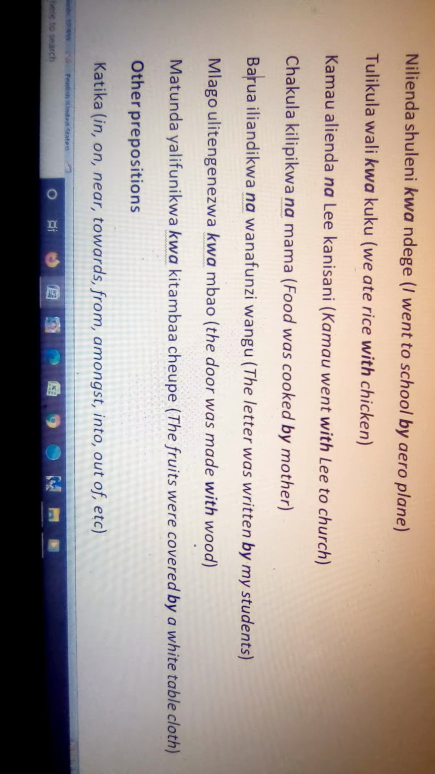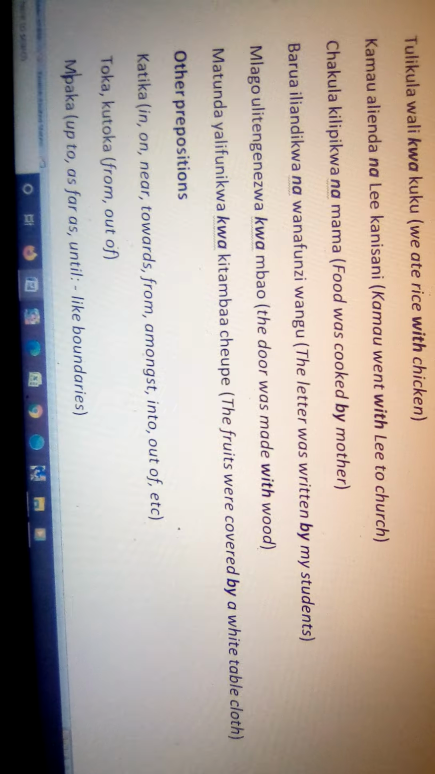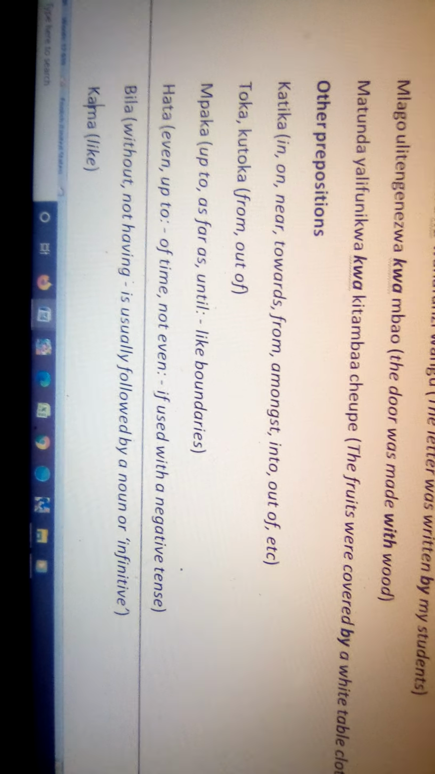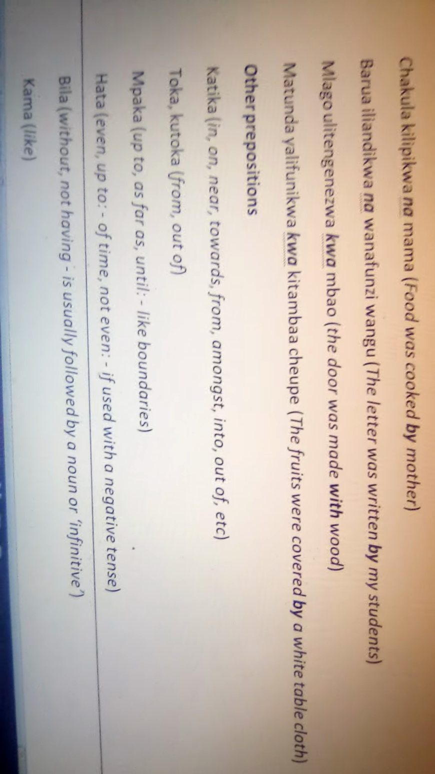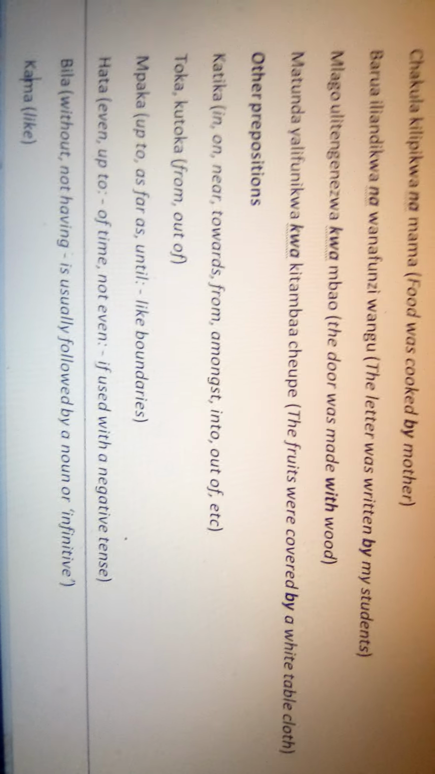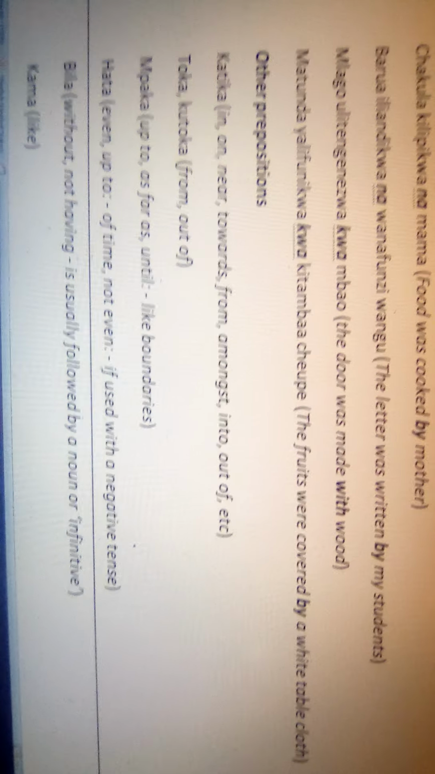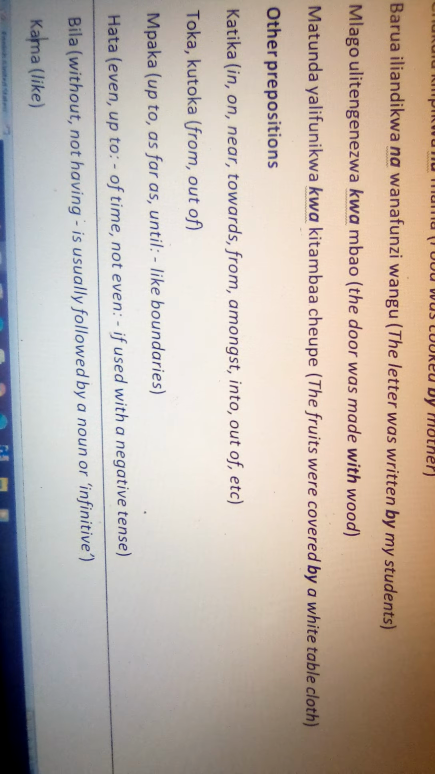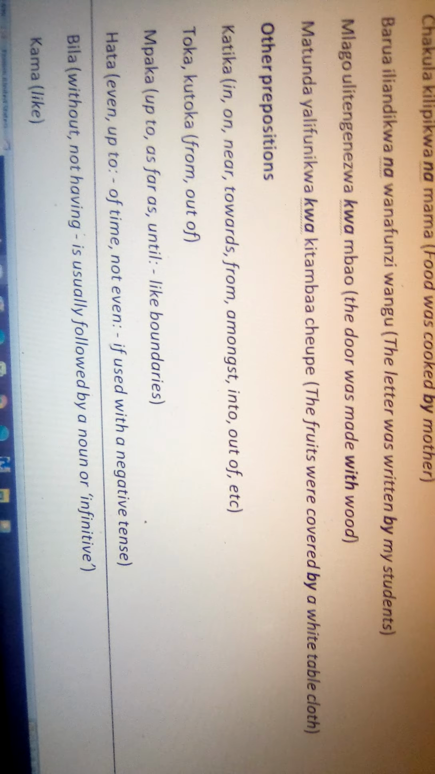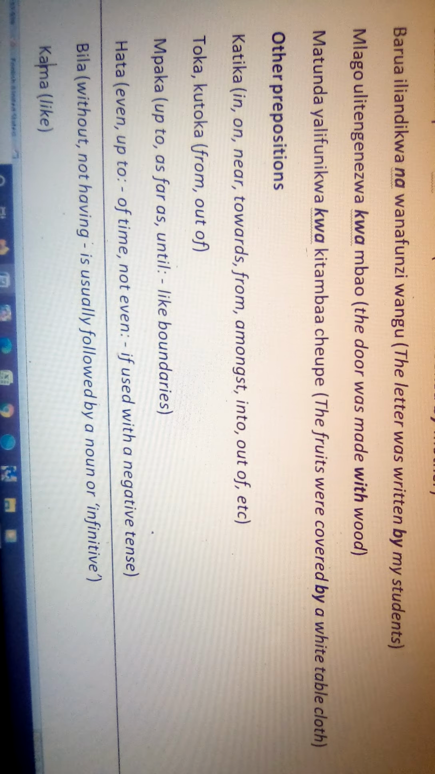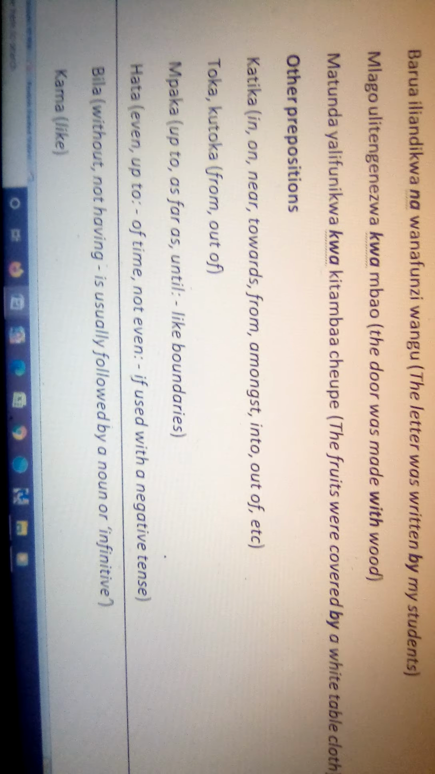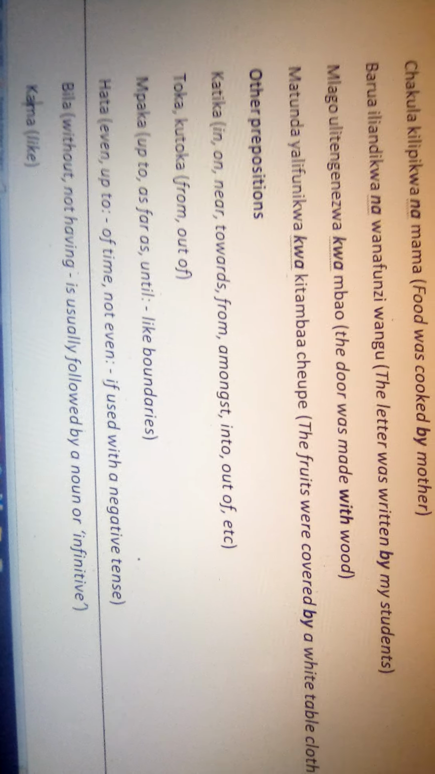Then we have other prepositions. For instance, we have katika. Katika means in, it can mean on, it can mean near, it can mean towards, it can mean from, it can mean amongst, it can mean into, it can mean out of, among others. So just one word katika can have more than one meaning. But it depends with the context, of course. As we read stories I've told you, we shall get this meaning slowly by slowly.